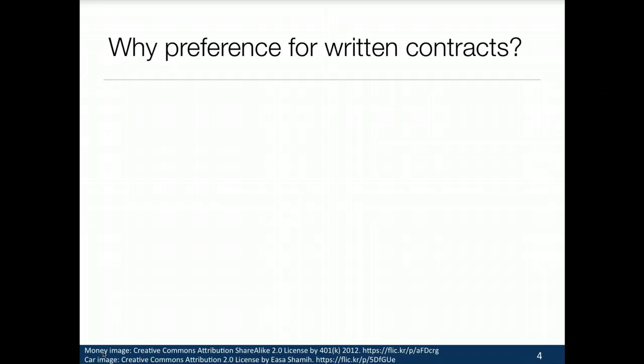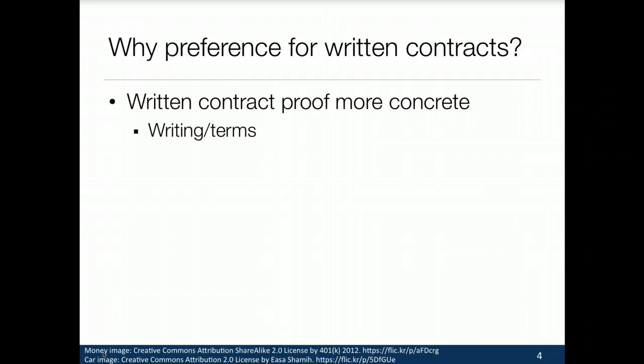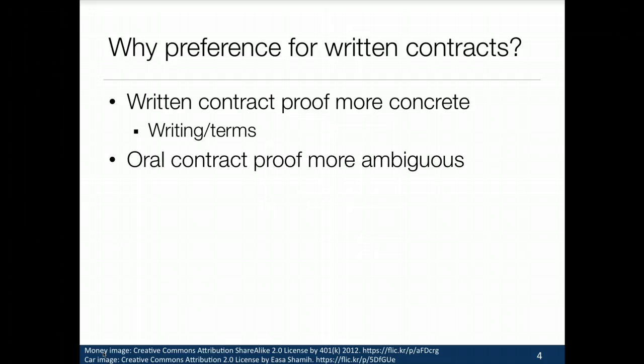Well, part of it is proof. It's easier to prove a written contract than an oral contract. A fact finder is going to look to the writing and the terms are written out. It's much easier to figure out what's going on. In an oral contract, there's a lot more ambiguity. So how would you prove an oral contract?